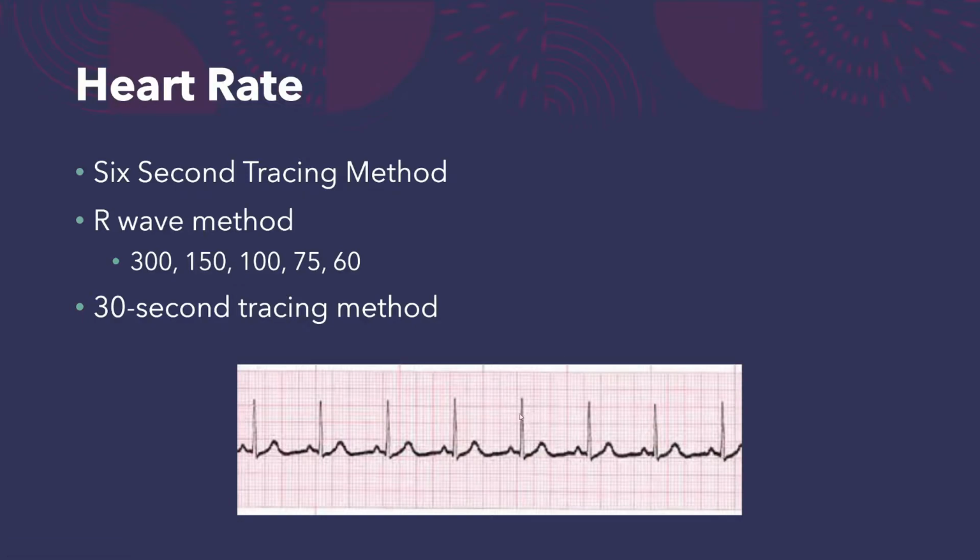Another method, which I really do not like, but I'll explain it to you anyway. We actually can't really do it with this strip, unfortunately, but you want to find a strip that has one of these QRS complexes right on a dark line. So I guess this is the closest to being on a dark line. And then you count in either direction how many boxes till the next line. So let's see, 1, 2, 3 and a half.